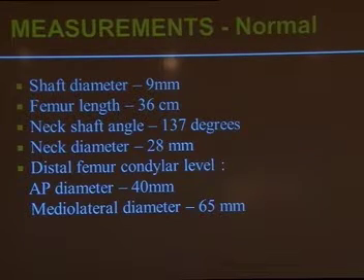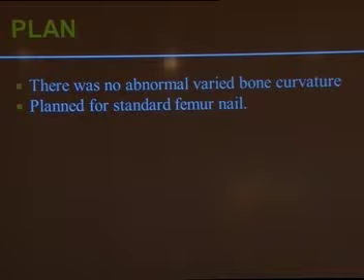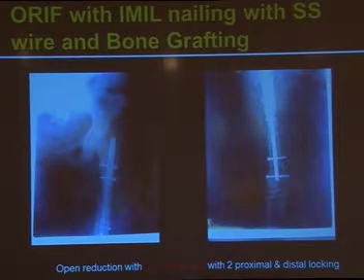We measured preoperatively and found almost normal measurements, and there was no abnormal bone curvature. So we planned for a standard femoral nail. Since the patient came to us after 1 month, we were not able to achieve closed reduction. So we went for open reduction with nailing, and we also did bone grafting. In this patient, we inserted a 36x9 intramedullary nail.